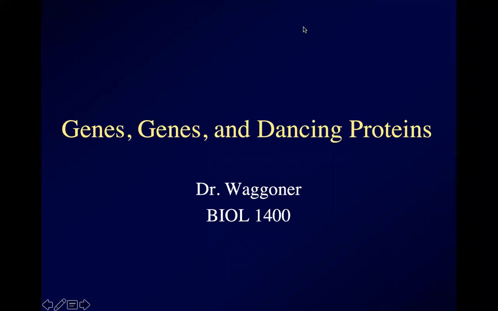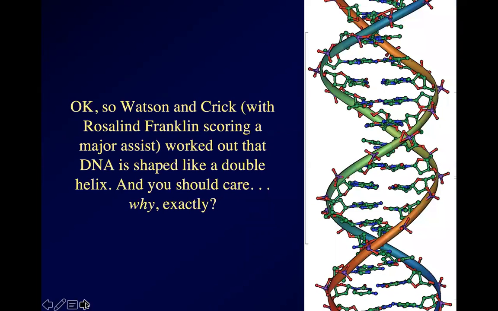Okay, you might remember that before break, we were talking about DNA, short for deoxyribonucleic acid. And James Watson and Francis Crick, who rhymes with prick, did I say that? With major assistance from Rosalind Franklin, worked out that this molecule that's present in all living cells, in the nucleus of all eukaryotic cells, is a very long rope-like molecule.